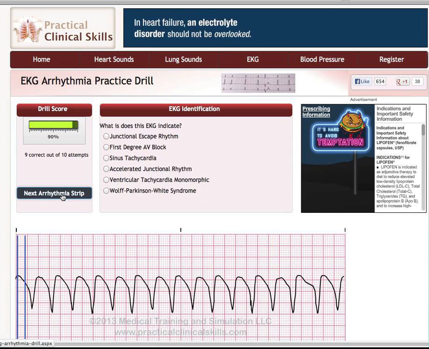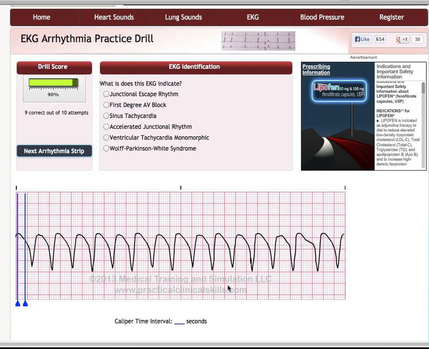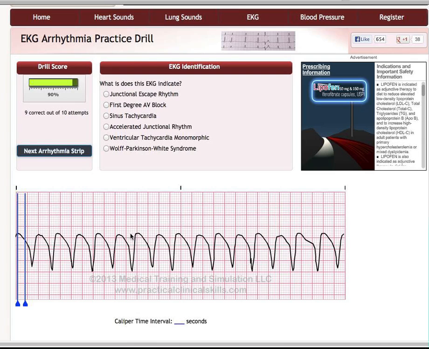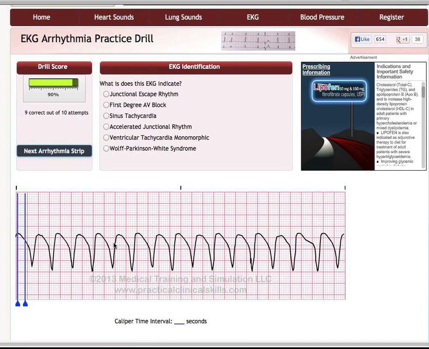What's going on here? So this looks like a sawtooth rhythm. Does it not? It looks like a saw. Here's your saw teeth. So if I say sawtooth rhythm, what's the first thing that pops in your head? Ventricular tachycardia. Correct. So, not WPW. We don't have any delta waves. It's not a junctional rhythm. It's not sinus tachycardia because there's no P waves.